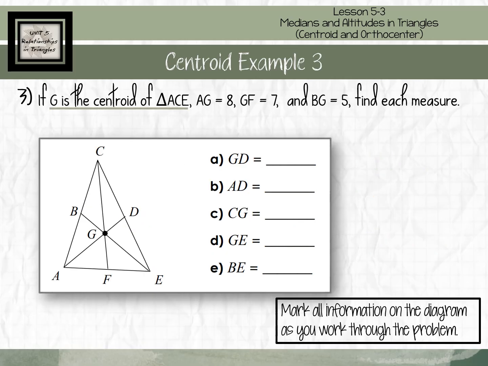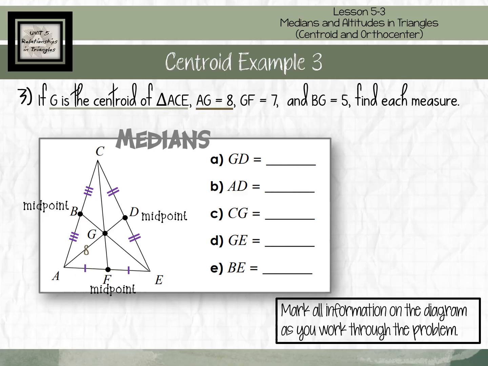Number 3, G is a centroid of triangle ACE, so it's made up of medians, and we know all that information. They give us length of segment AG is 8. That is the longer part of median AD, so we can cut that in half, and we get length of segment GD is 4. They want the length of segment AD. That is that entire median. Segment addition postulate. Let's add them together.